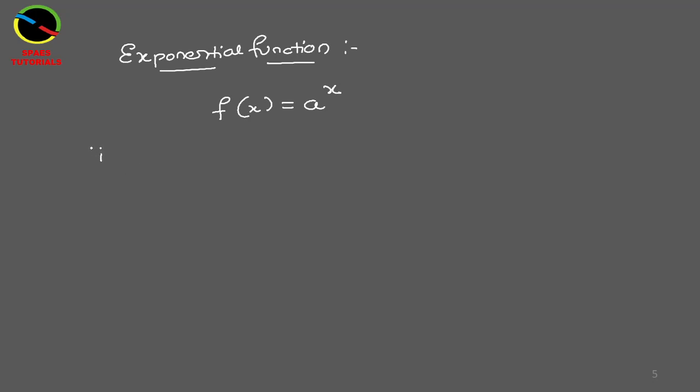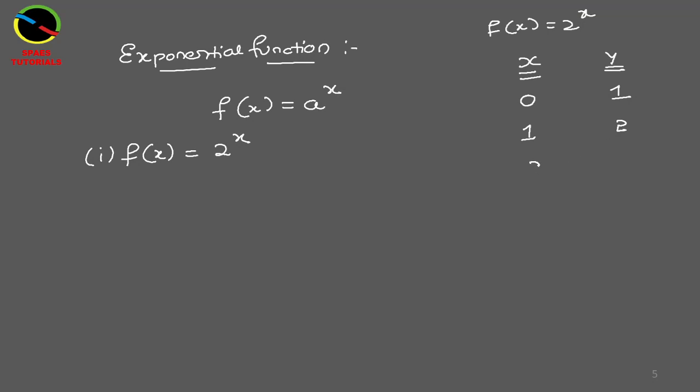Okay, let us take two cases. First one, f of x is equal to 2 power x. Let us see first how the graph of this looks like. Before drawing a graph, we generally take some coordinates. Let's take a small table for x value and y value. So f of x, we have taken as 2 power x. When x is equal to 0, f of x is going to become 1. When x equal to 1, f of x is going to become 2 power 1, 2. X equal to 2, y is equal to 4, and so on. If you put x equal to 6, you will get 64.